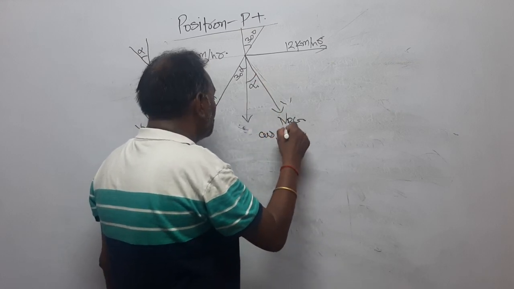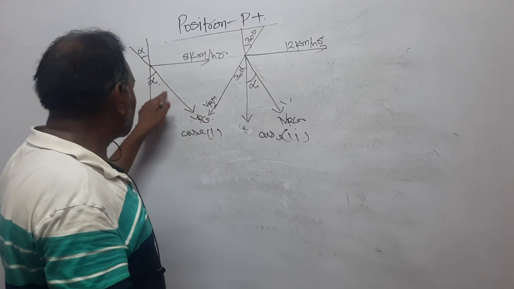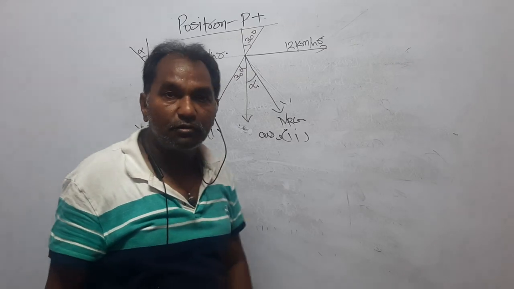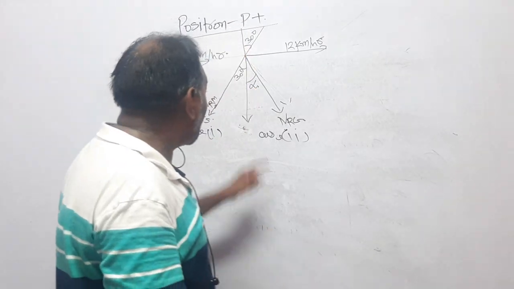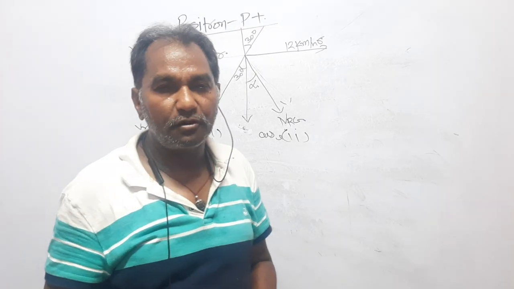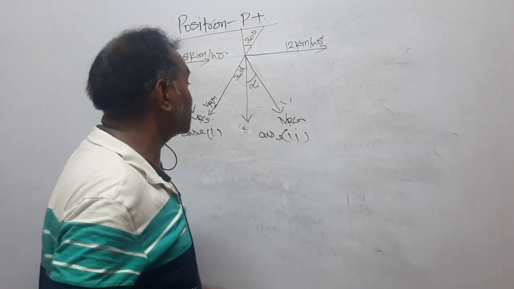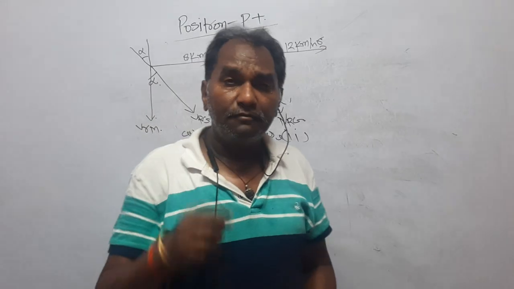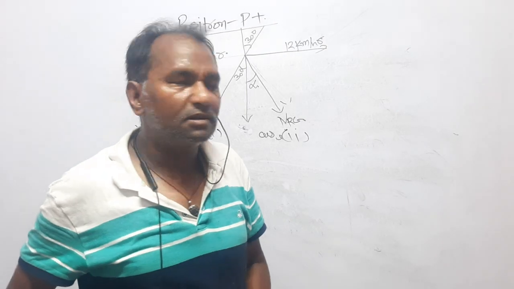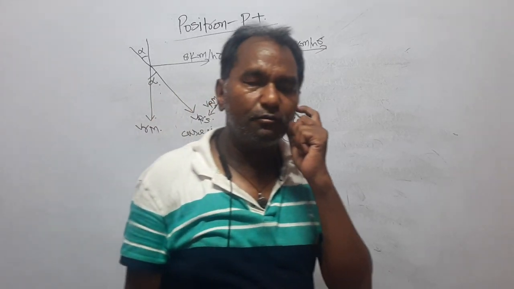Dear student, don't be confused by what I'm saying. In case 1 and case 2, for the velocity of rain with respect to ground, I have taken the same angle alpha from the vertical. In the first case the man was moving with velocity 8 km per hour, whereas in the second case the man is moving ahead with velocity 12 km per hour. Despite that, in both cases we have depicted that the velocity of rain with respect to ground makes an angle alpha from the vertical.